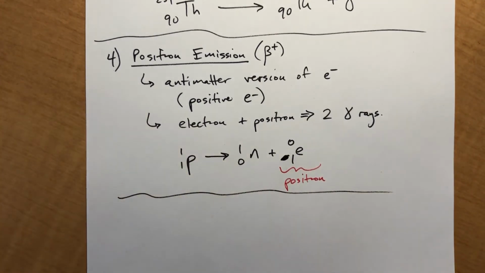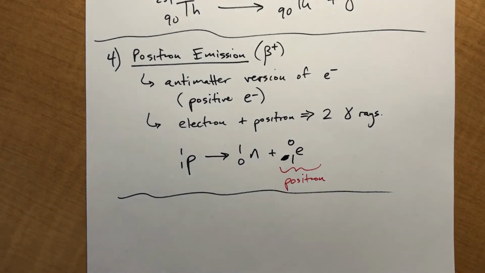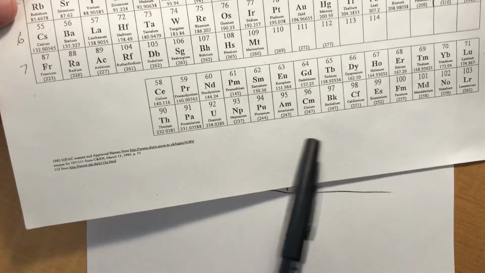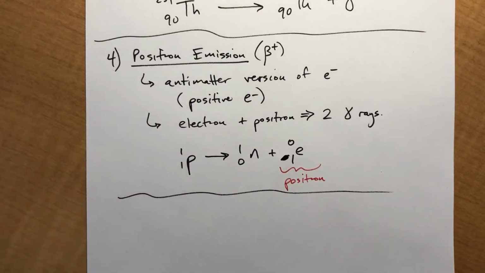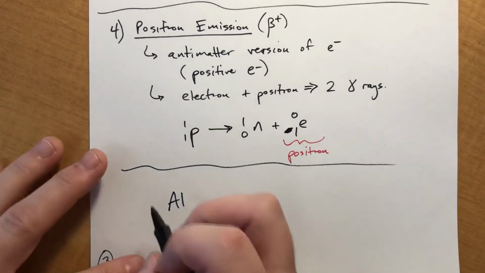This technically can happen to pretty much anything. It's just a proton turning into a neutron. This isn't like really heavy nuclear, radioactive elements. It could happen to anything. It's pretty uncommon, but it could technically happen. So, it can happen to something like aluminum.